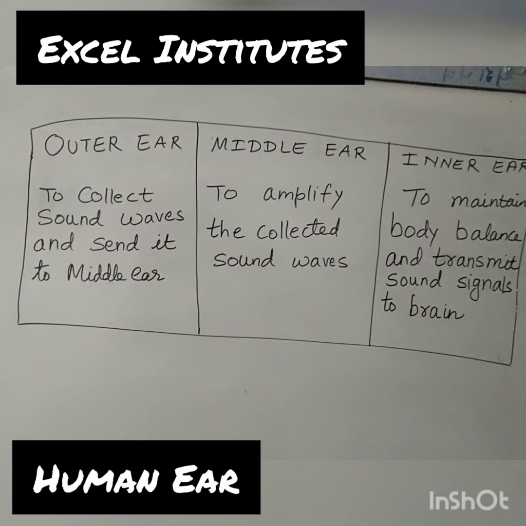Now the inner ear has got two functions. One, whatever amplified sound waves it receives, it is going to convert into electrical signals and then send them to the brain via the auditory nerve so that we are able to hear. The second function of the inner ear is to maintain the body balance.